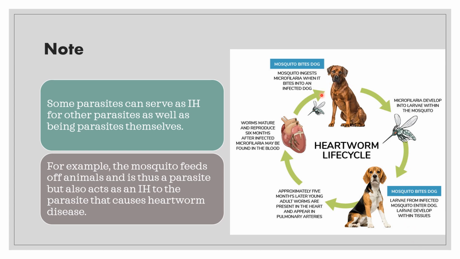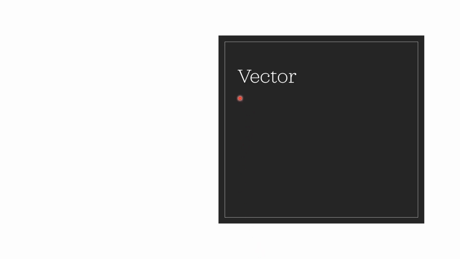So this is an example of the life cycle of the heartworm, the Dirofilaria immitis. So as you can see here, the mosquito is considered to be the intermediate host for the transmission of the heartworm infection to dogs. At the same time, the mosquito can also serve as a parasite itself, because it feeds on the dog's blood.